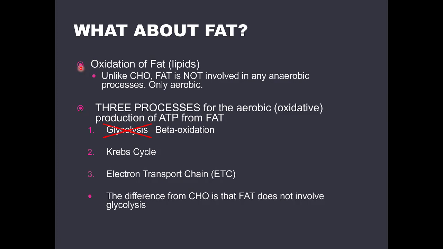Now, unlike carbohydrate, fatty acids are not involved in any anaerobic process, meaning fatty acids can only provide ATP via the aerobic system, which means fatty acid oxidation or metabolism only occurs in the mitochondria. And this is one of the reasons why carbohydrates, whether glycogen or glucose, is the most preferred and versatile fuel source for muscles, especially during exercise.